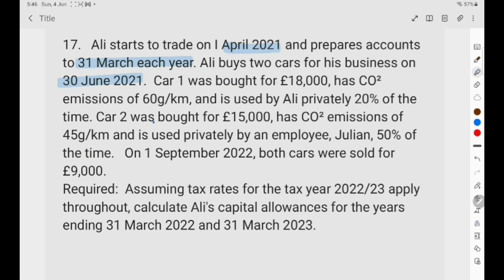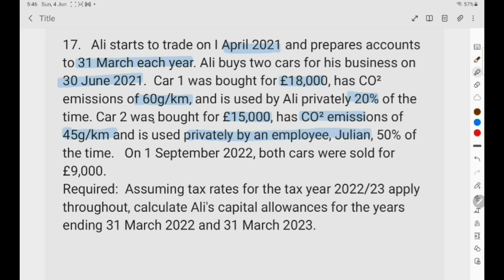Car 1 was bought for 18,000 and has CO2 emission of 60 grams. As it has a CO2 emission of more than 50 grams, it will be considered in the special rate pool, and is used by Ali privately 20%. It means 80% is the business use, and we have to calculate capital allowances with reference to this 80%. Car 2 was bought for 15,000 and has CO2 emission of 45 grams, so it will be considered a part of the main pool, and is used privately by an employee, Julian.